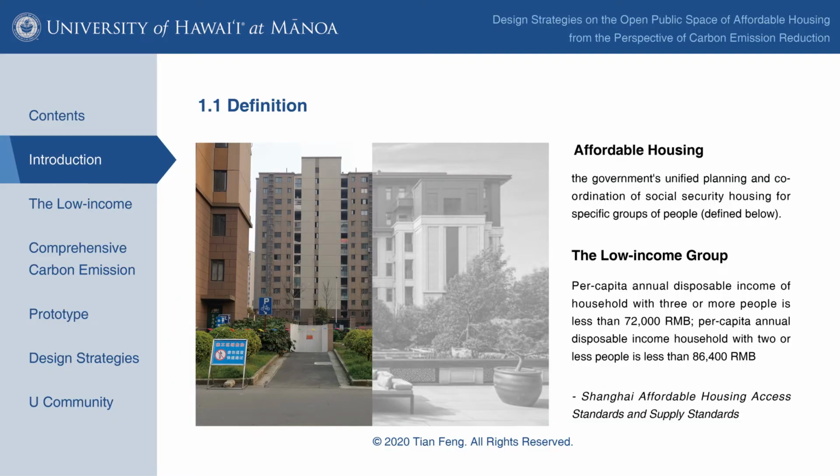There are some key definitions of my project that need to be explained. The first one is affordable housing. This is a specific housing type offered to the low income, and the low income group is defined by the regulations of Shanghai.